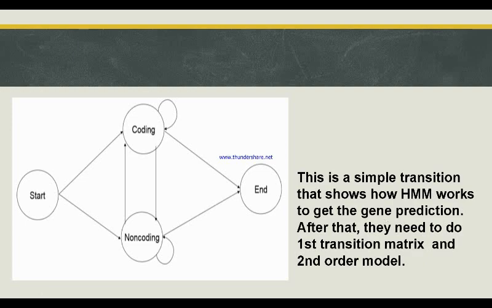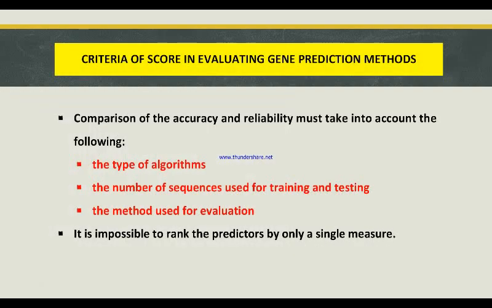After that, they need to do first transition matrix and second order model for the evaluation of the gene prediction. Criteria of score in evaluating gene prediction methods. Of course, we need to evaluate these gene prediction methods as we need to get better and accurate results. Comparison of the accuracy and reliability must take into account the following. First, the type of algorithms. Second, the number of sequences used for training and testing. And third, the method used for evaluation, which we would like to cover. It is impossible to rank the predictors by only a single measure.